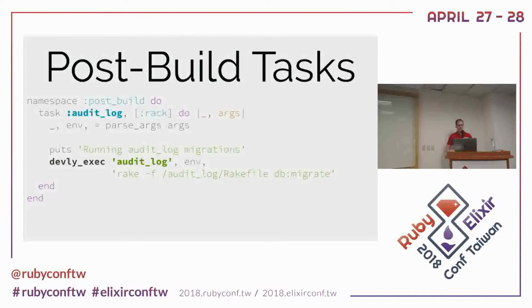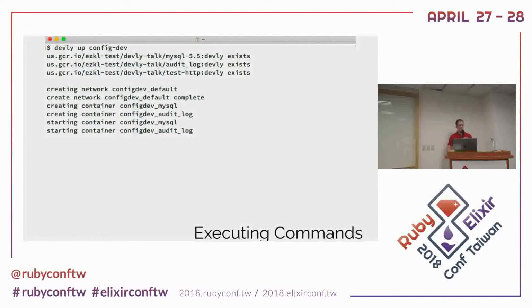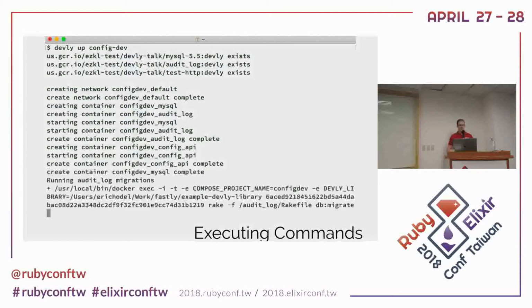Here we'll run devly exec on the audit log service, just like we saw running the migrations earlier, and we use the same rake command to run the migrations. After shutting down the rack, we can start it again with devly up. We go through all the steps we saw before from the starter rack section. Then at the bottom we see devly exec run our migrations, including the migration output.